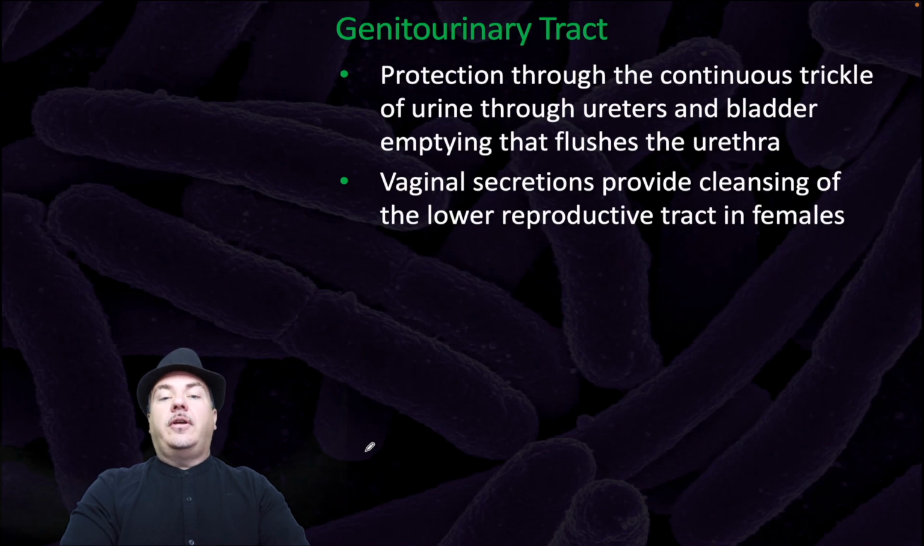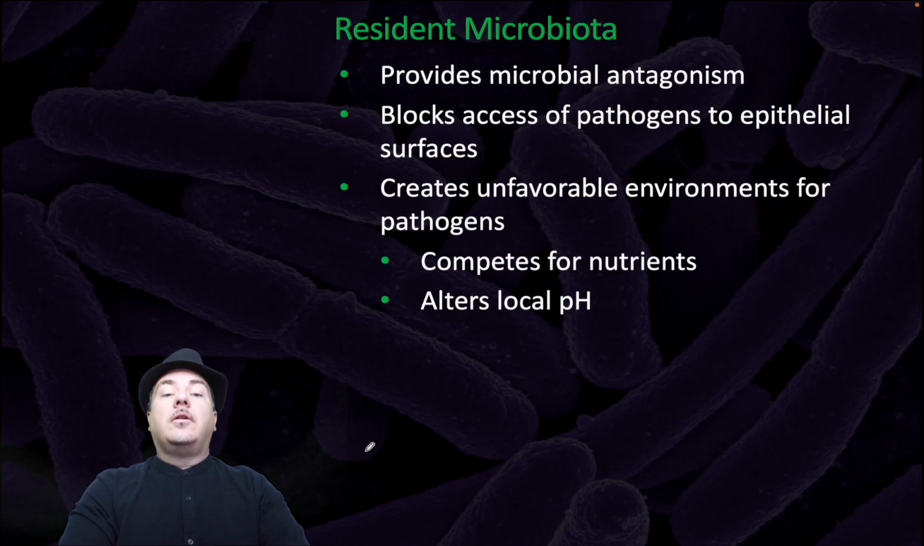The genitourinary tract includes protection through the continuous trickle of urine through ureters and bladder emptying that flushes the urethra. Vaginal secretions provide cleansing of the lower genitourinary tract in females. Your resident biota provides microbial antagonism, blocks access of pathogens to epithelial surfaces, and creates an unfavorable environment for pathogens by competing for nutrients and altering the local pH.